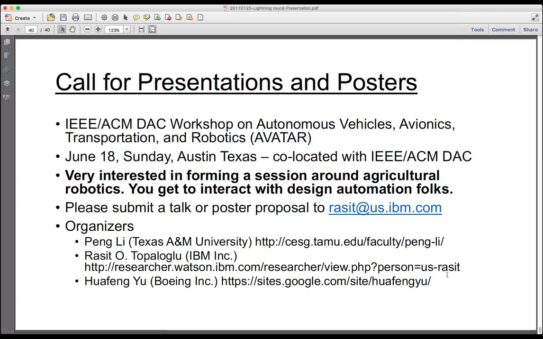So we are organizing an IEEE workshop. In short, we call it Avatar, and it emphasizes autonomous vehicles and robotics, and is located in Austin, Texas, on Sunday, June 18th. We are interested in forming a session on agricultural robotics. If you think you could join, just shoot me an email. My email is restit@us.ibm.com. I think it will be a good opportunity to meet with some folks outside your domain as well. In particular, this is co-located with the Design Automation Conference, and there are a lot of people who are experts in automation and algorithms, so it can bring some nice synergy. So please send me an email if you're interested in presenting.